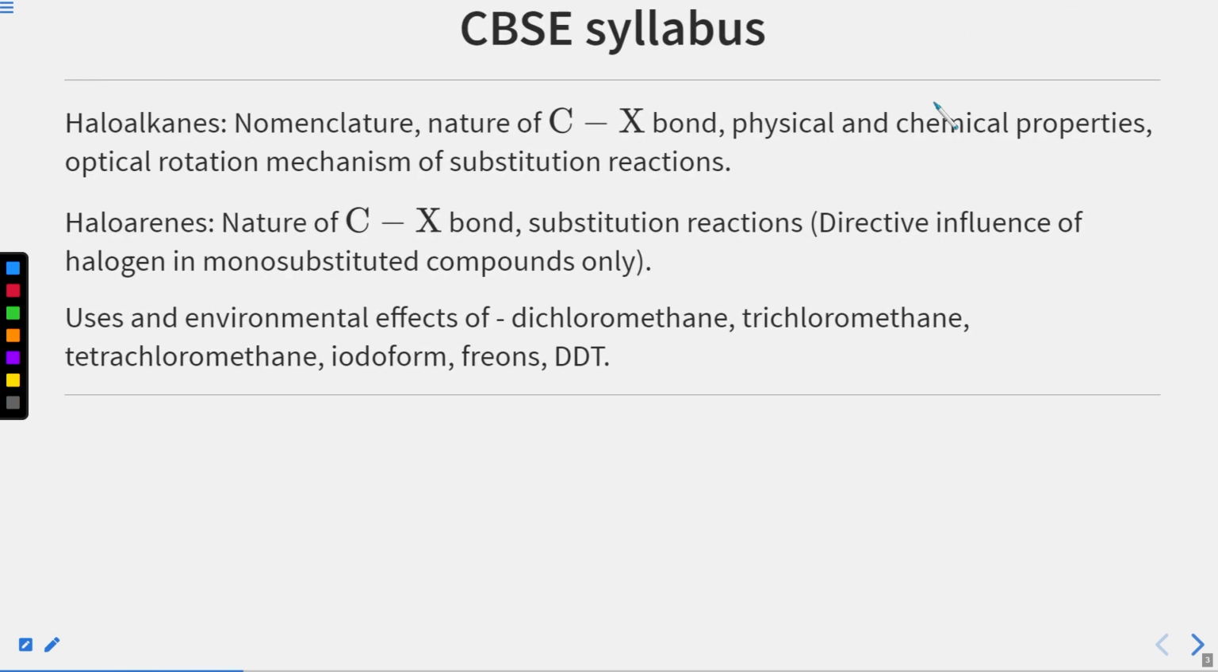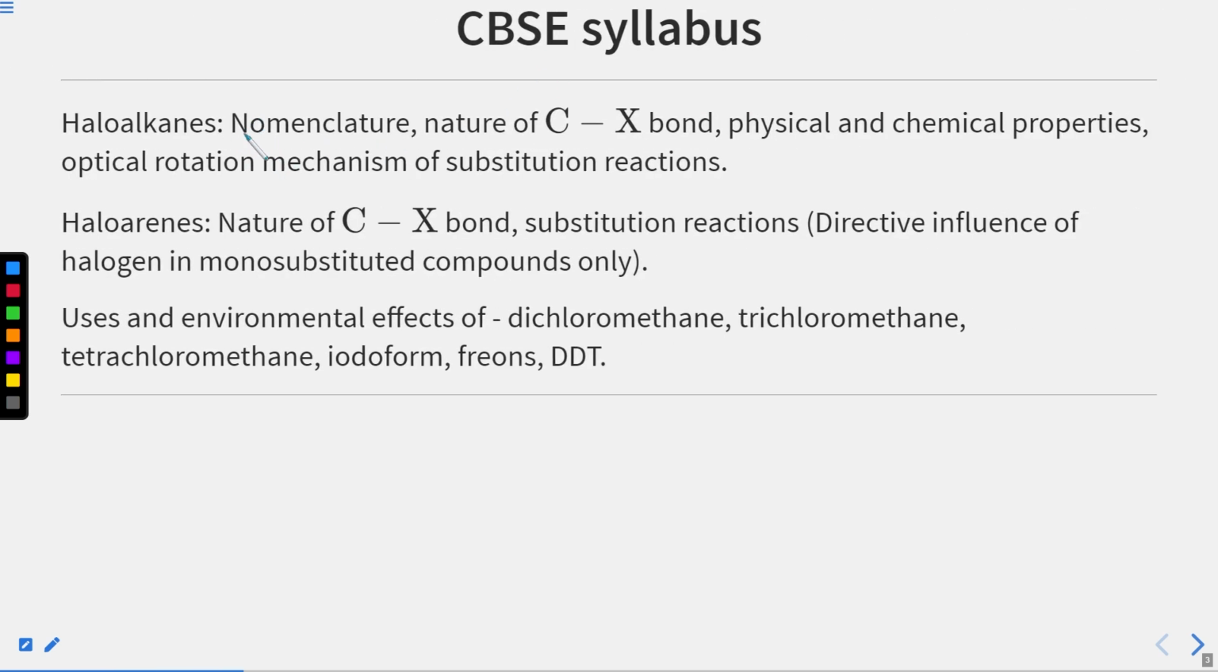If you look at the syllabus here, we have covered the nomenclature. We have seen the nomenclature of both haloalkane and haloarene in one. After that, we have seen the nature of C-X bond for haloalkanes. Then we have seen the preparation, physical properties, chemical properties, and the stereochemical aspect of substitution reactions. Up till this part we have covered. In this class, we will mainly focus on the nature of C-X bond, and we will be studying one type of substitution reaction, that is the nucleophilic substitution reaction.